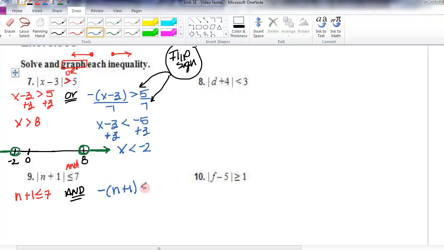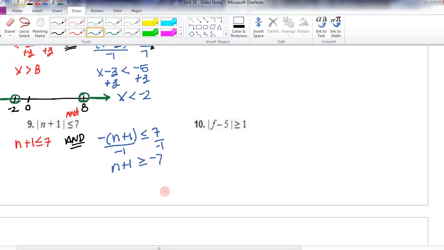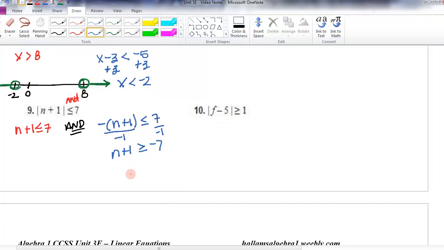N plus 1 is less than or equal to 7. I'm going to put my and statement in between. Could we do this as a conjoined compound? Absolutely. But I'm going to keep the pattern simple for you today. Here's my negative version: n plus 1. So we take whatever the quantity is inside the absolute value, and we make it negative. At this point, we don't switch the sign because we haven't divided or multiplied by a negative.